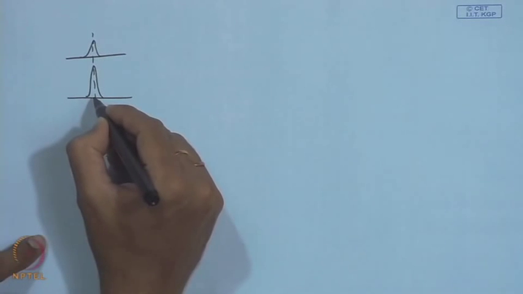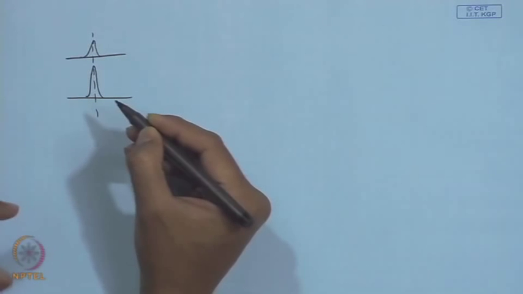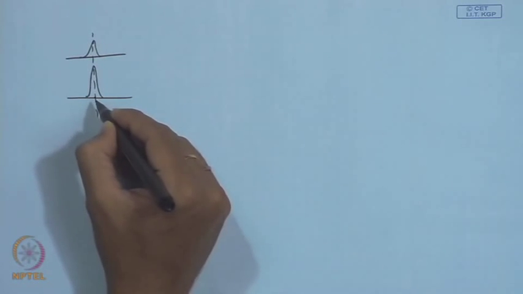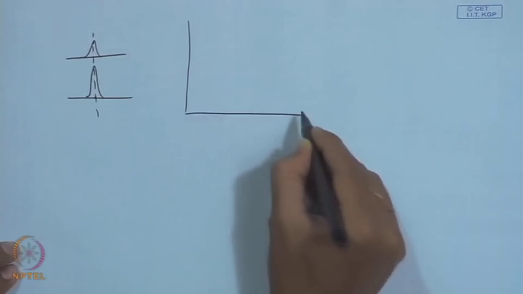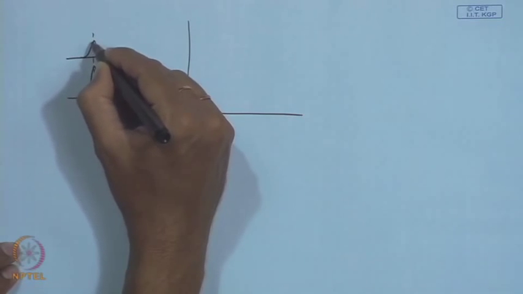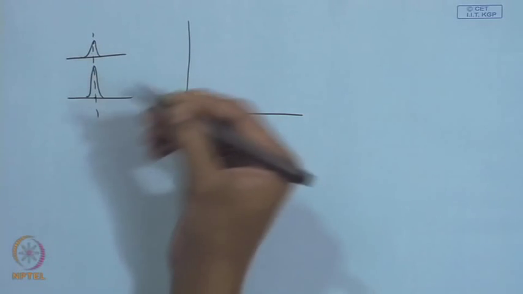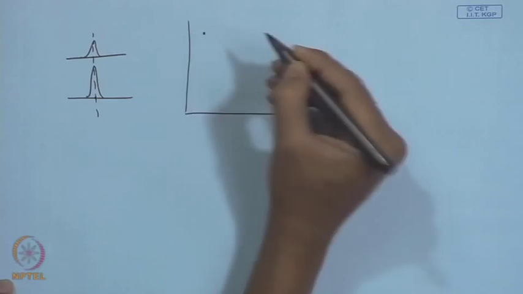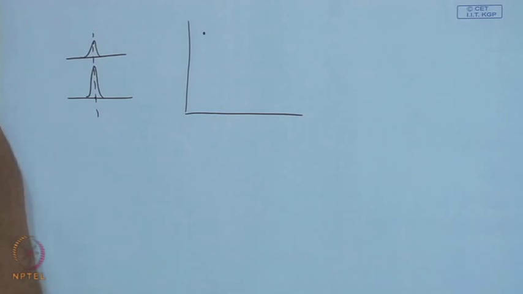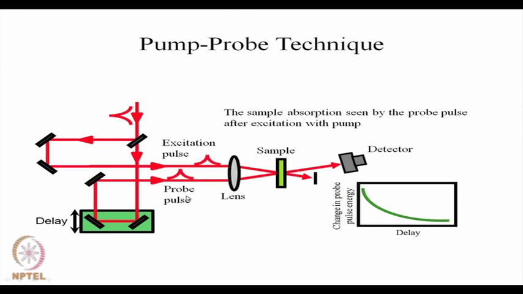This pump pulse initiates some reaction, maybe some physical process, maybe some chemical process. The moment it initiates, the probe pulse is present. So you collect the signal, that is, how much of the probe pulse is transmitted through the sample to the detector. So basically you are measuring the transmittance. You measure the intensity of the probe pulse as a function of this delay. Say the intensity is this much. Maybe you change the delay and increase it so that the probe pulse reaches the sample at some later point.